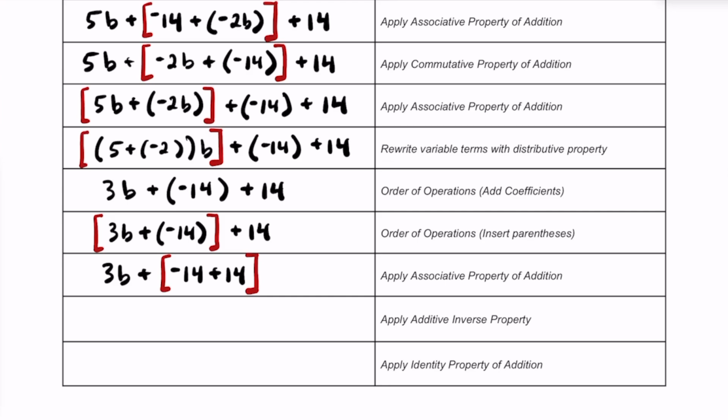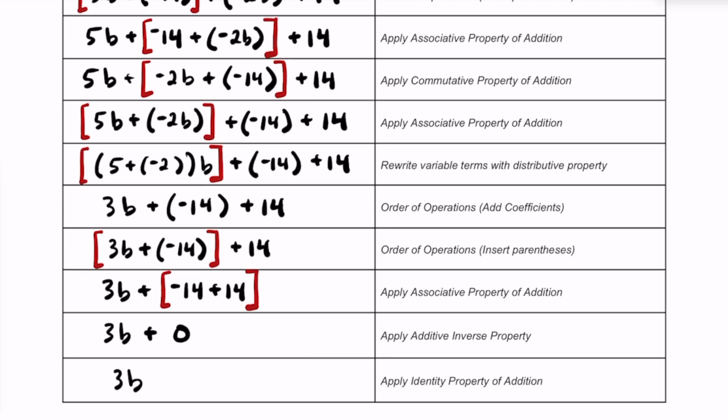And then it says apply the additive inverse property, which makes sense, right? That means these are opposites. -14 plus 14 is going to be 0. That's the additive inverse property. And then the identity property of addition says anything plus 0 stays the same. So 3b would be the most simplified version of this expression.